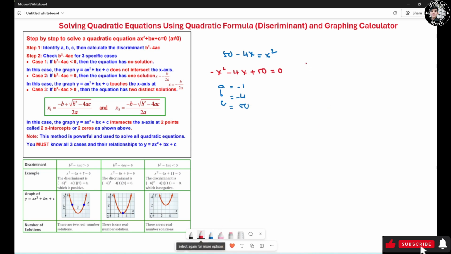Now, keep in mind, if A times C is less than 0, the quadratic equation has two distinct solutions. So now we check it. A equals negative 1, C equals 50. We multiply these, it's going to be negative 50, which is less than 0. So this equation has two distinct solutions.